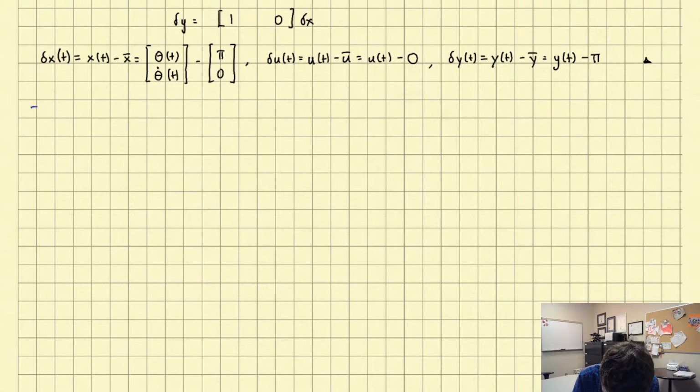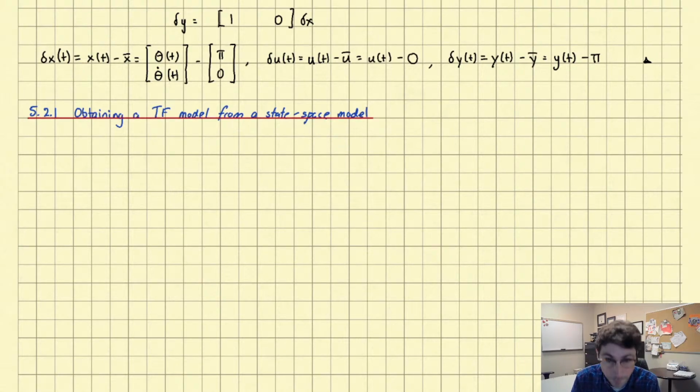So this is obtaining a transfer function model from a state space model. Again, the output of our linearization procedure is a linear state space model. We would like a transfer function, so we could do frequency domain design, draw Bode plots, do pole placement like we did in Chapter 3. So we want a transfer function. Okay, so we start with a state space model.